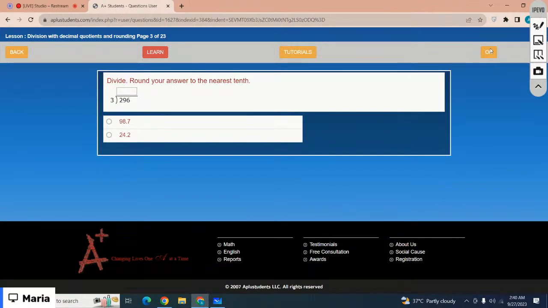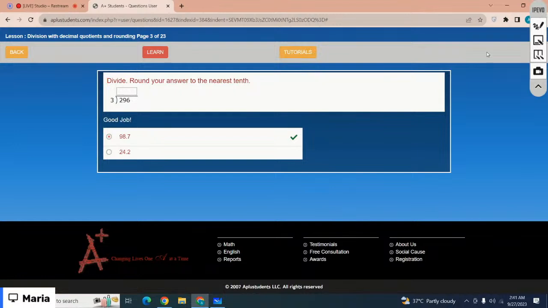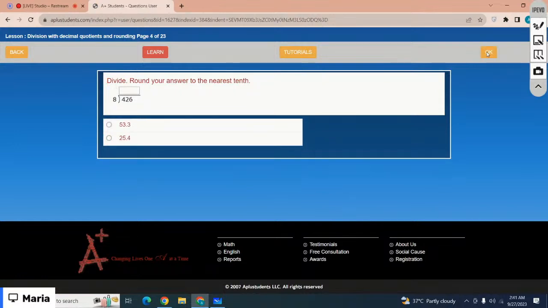Okay, which is the correct option? 296 divided by 3. That is 98.7. You just have to divide using the long division method we just did in the last lesson. Then you have to see how we round off the numbers, right? Can you complete the lesson by yourself later today?